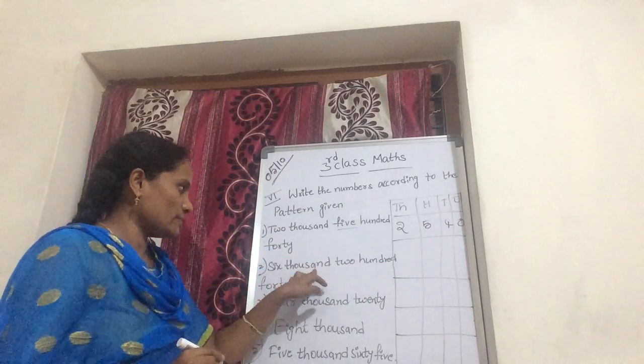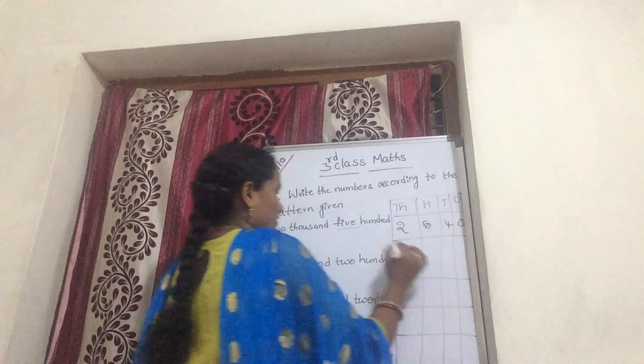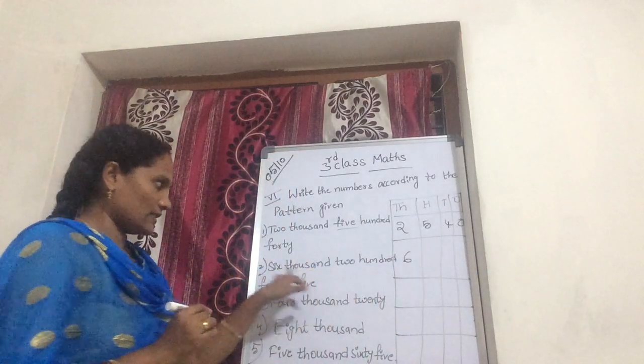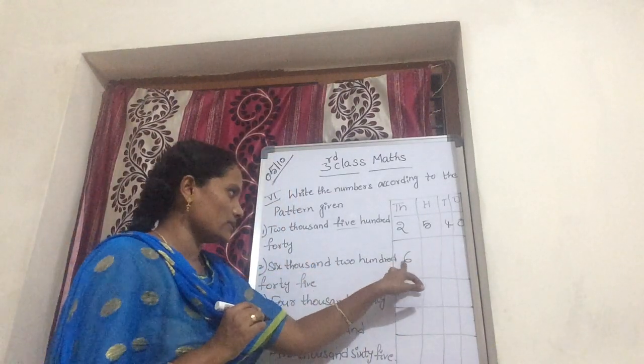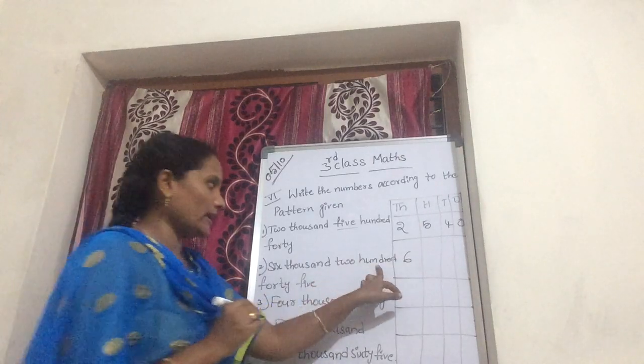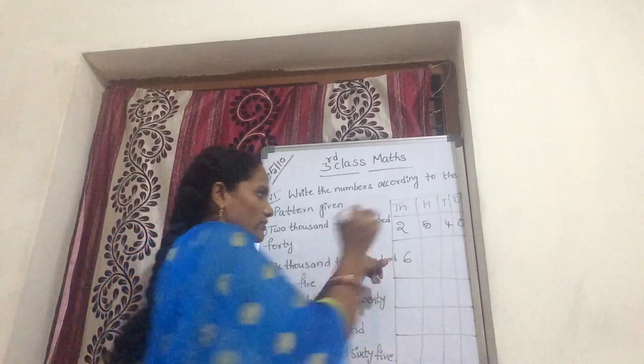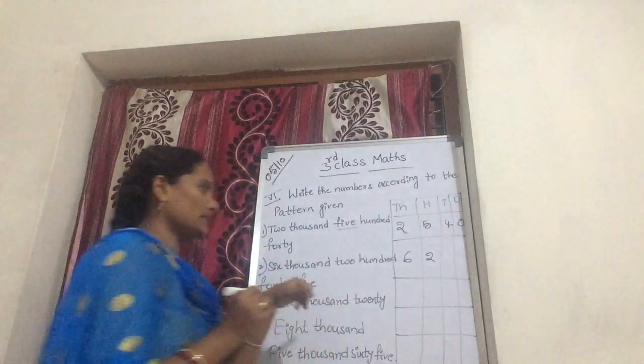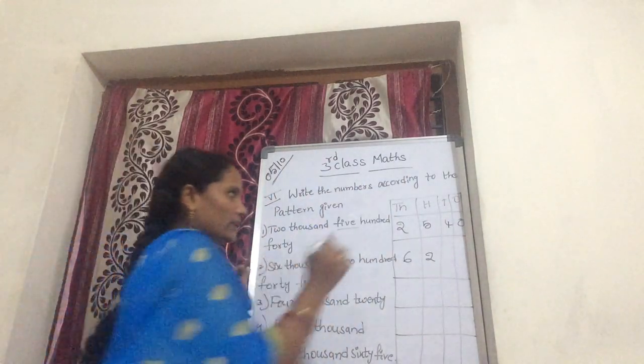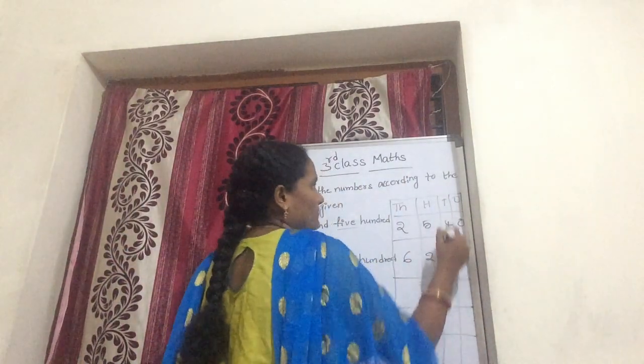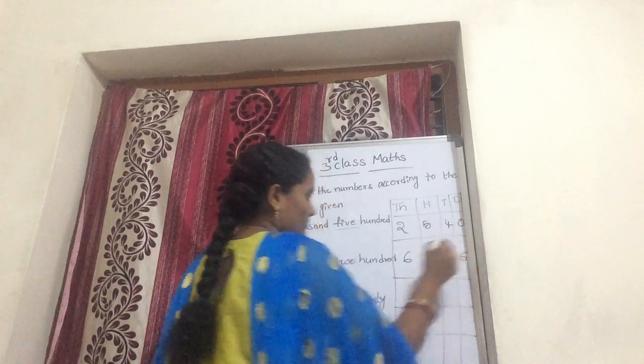6,245. In the thousands place you should write 6 because here given is 6,000. So you should write 6 in thousands. Next 200. Here given is 200. So in the hundreds place you should write 2. Next 45. In the tens place 4 and in the ones place 5.